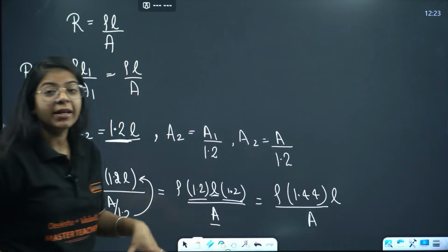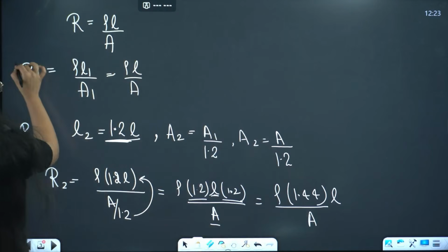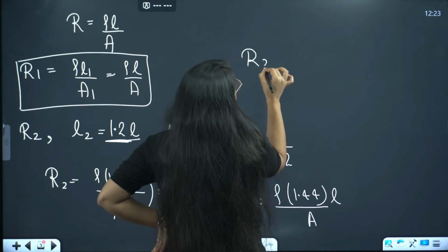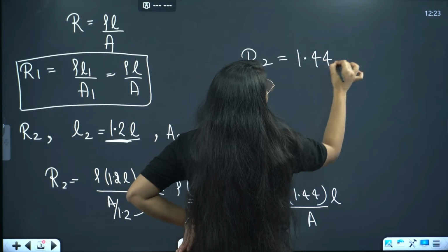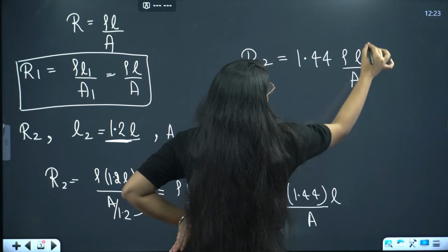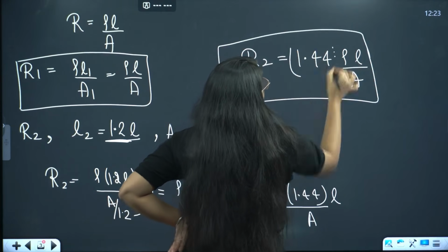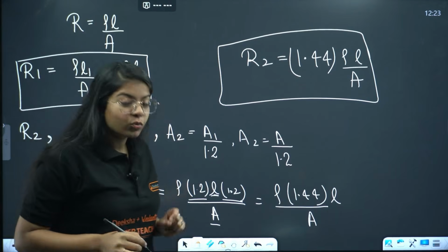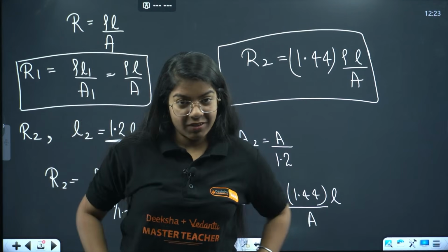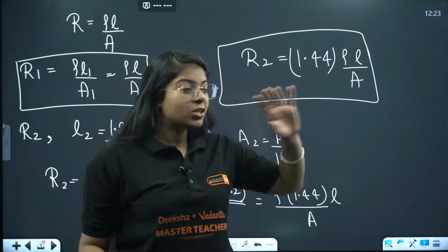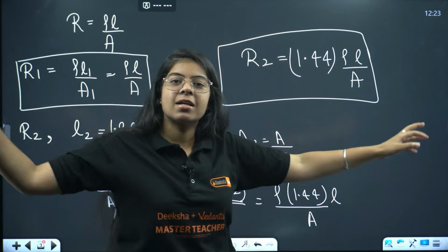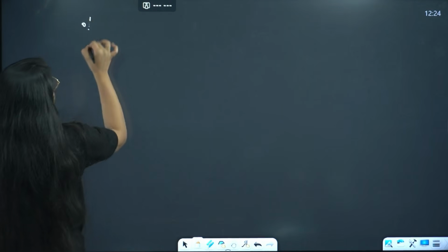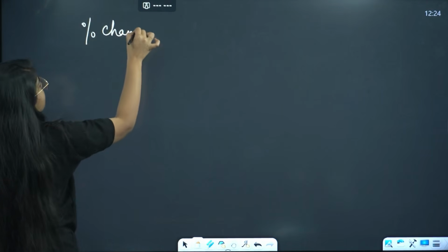Now we have to calculate change. We have R1, we got R1, and R2 comes out to be what? R2 comes out to be 1.44 rho L by A, correct? This is clear. So R1 and R2 here. How do we calculate percentage change? Don't forget to calculate the percentage change. I made this mistake when I was in school. I used to just write the answer here, R2 equals this. No, you have to complete the answer, that is percentage change in resistance.